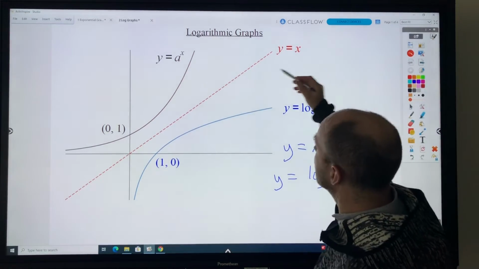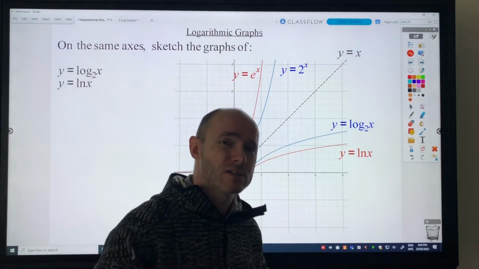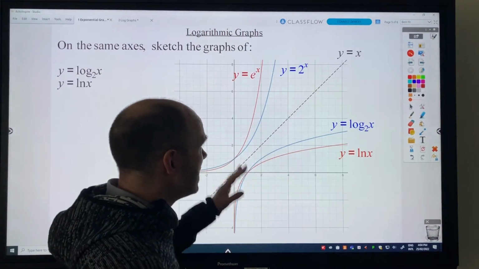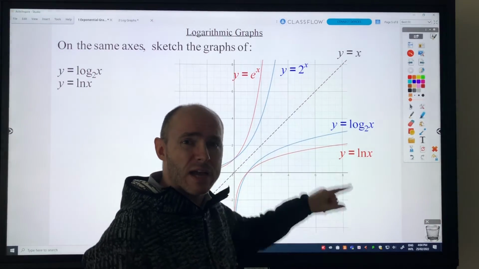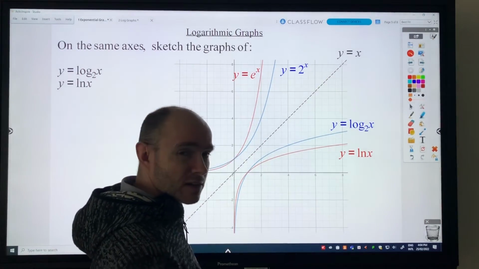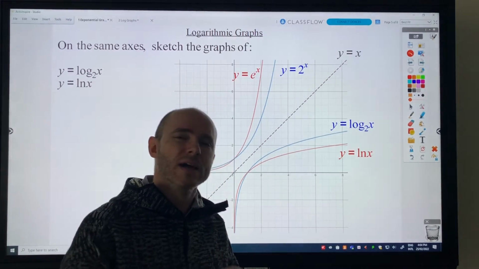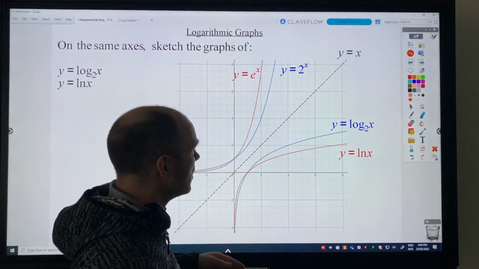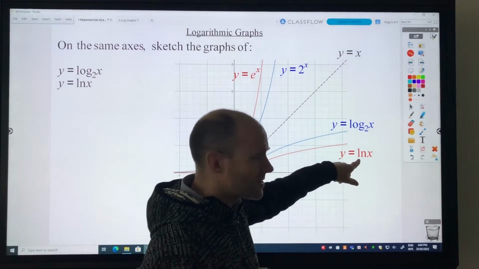Now, I did show you this earlier by accident, so I wanted to put it up again just so I can explain what it's all about. Here's just two comparative graphs: the graph of 2 to the power of x and the graph of e to the power of x. Remember, e is about 2.71828, an irrational constant. Well, the inverse of e to the x will be log base e of x.